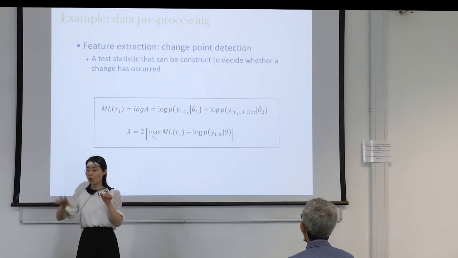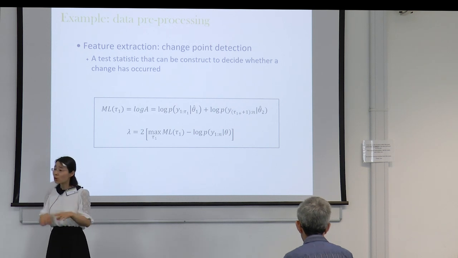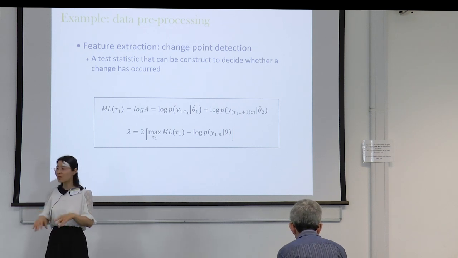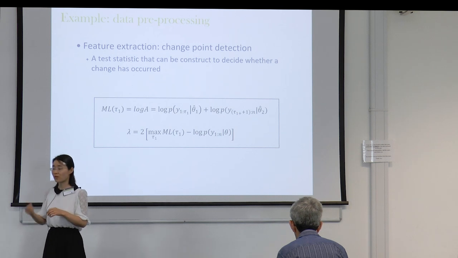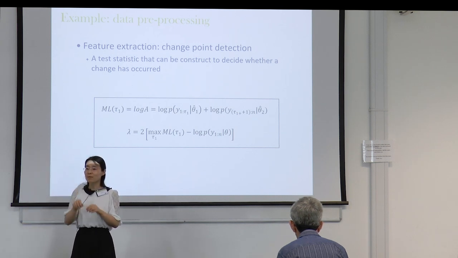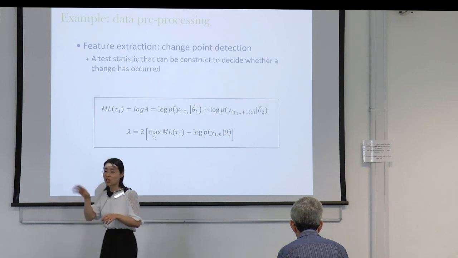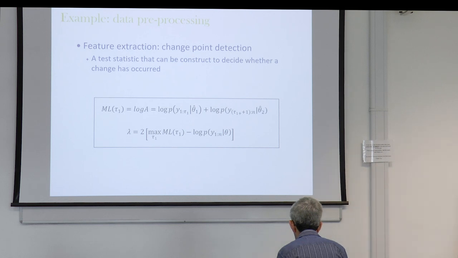But that's a natural change depending on the weather. But if you cook, it becomes even hotter in the room. So people doing activities, and these activities will change the readings from the sensor box. And we want to find the point when this happens. So that's change point detection. So what it looks like is this.